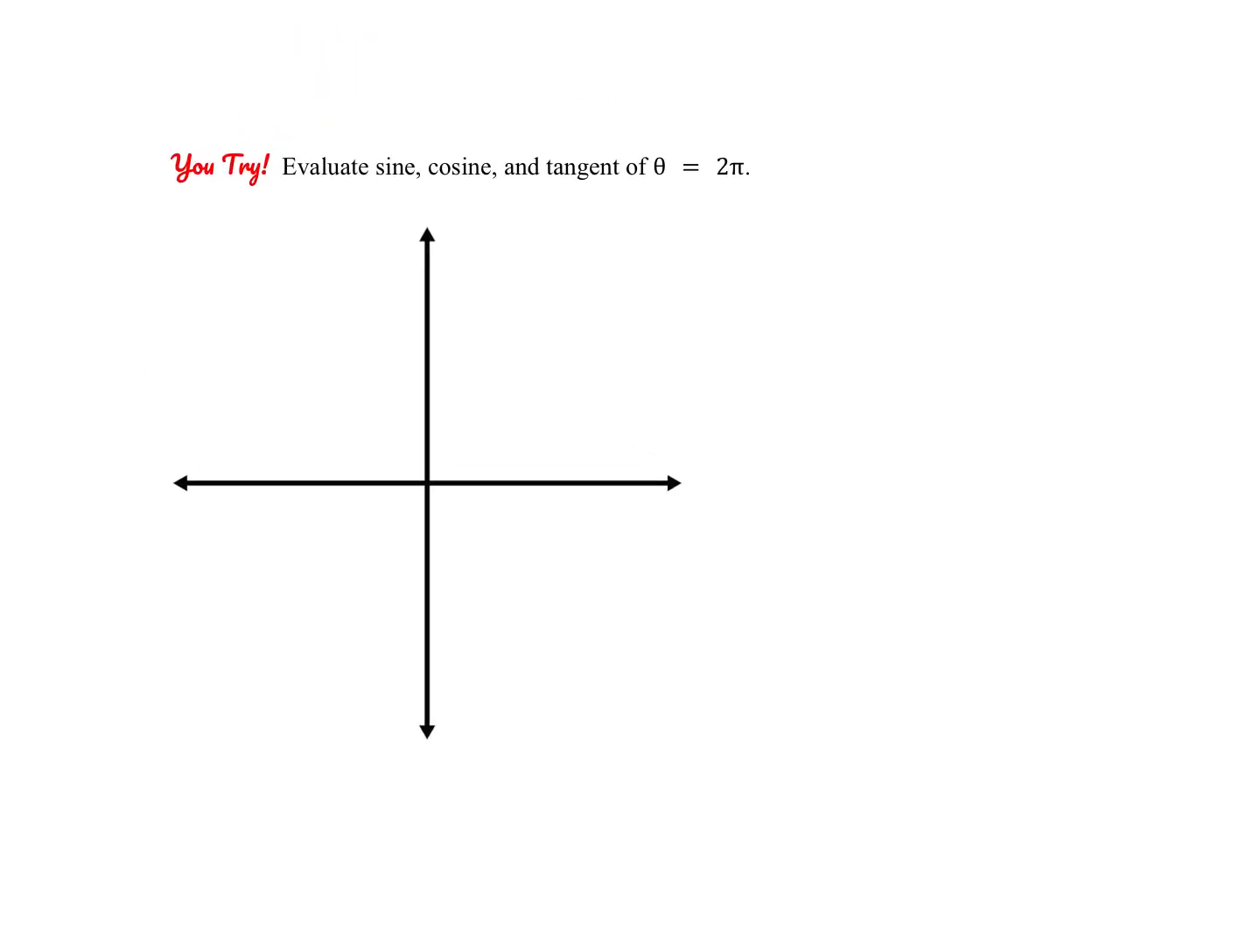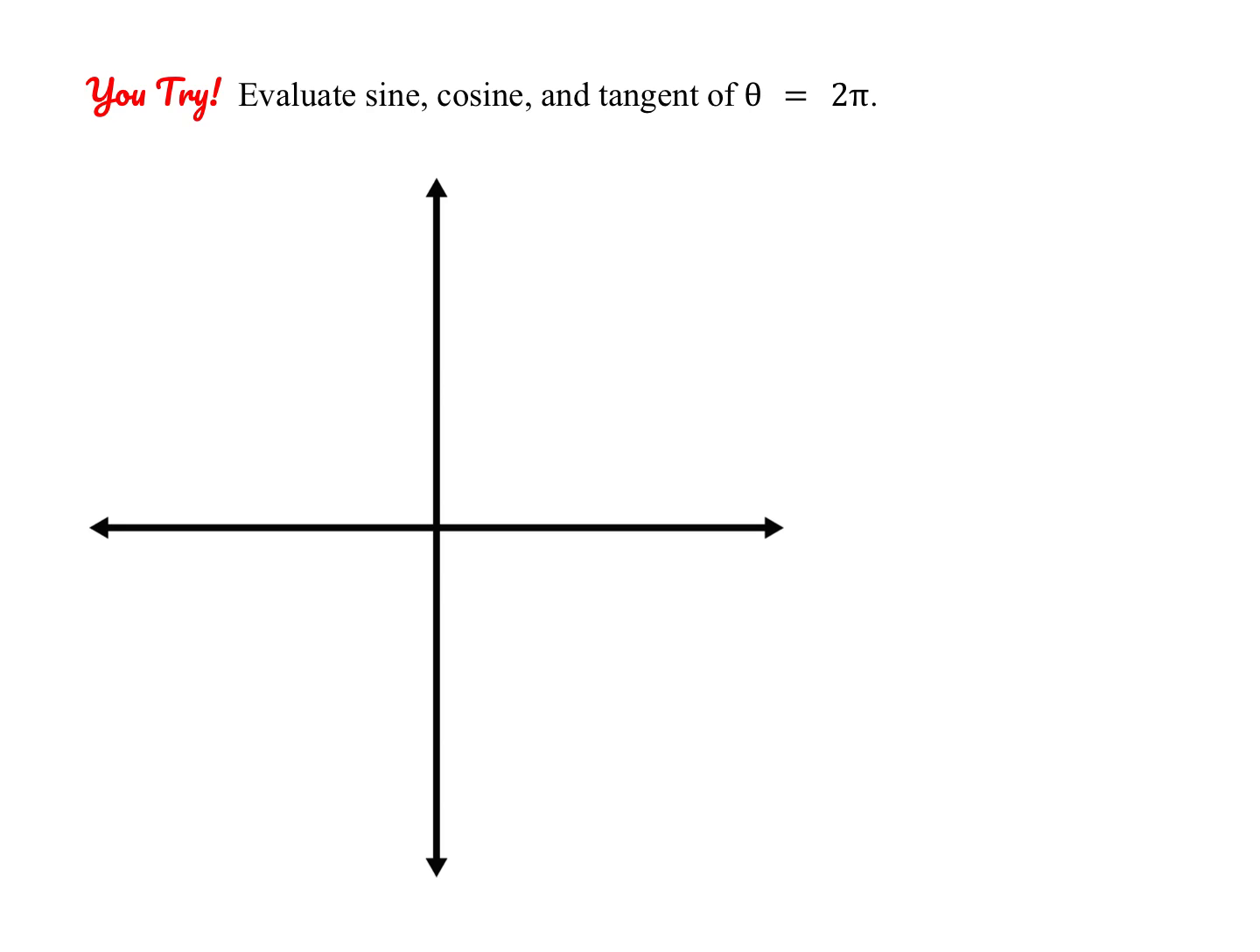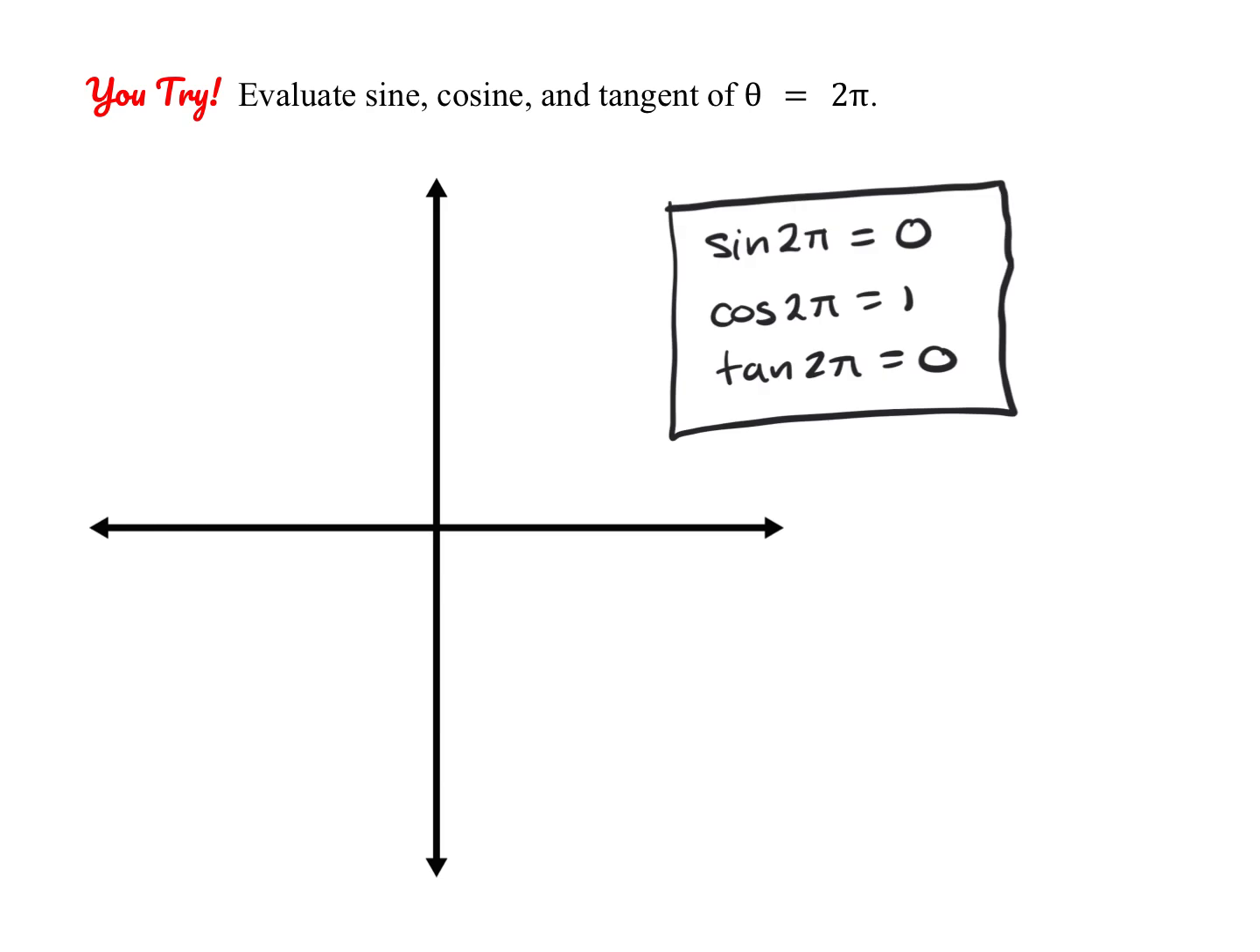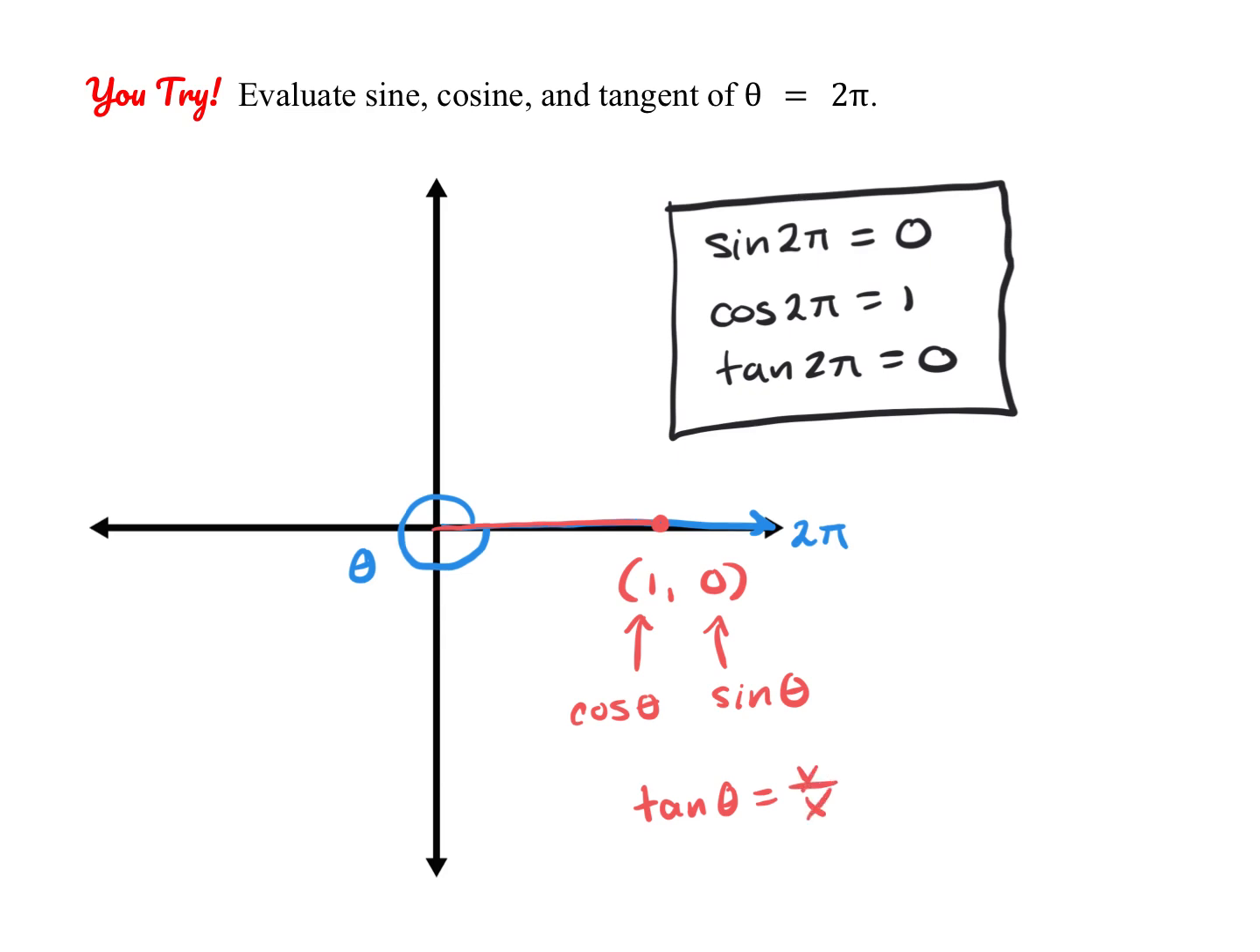All right, so I have 2 more U-tries for you, so pause the video and give this one a try. All right, go ahead and check. So we can see, let me add this in, 2 pi is just a full rotation, so we're back at the positive x-axis, so I'm moving 1 unit to the right. So my coordinate on a unit circle would be (1, 0). So this is cosine, this is sine, and if you do y over x, tangent is 0.